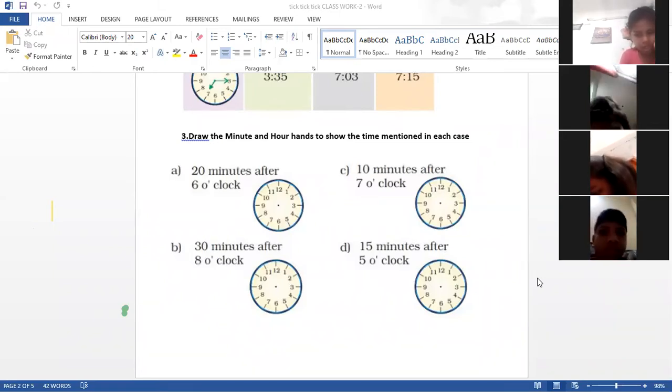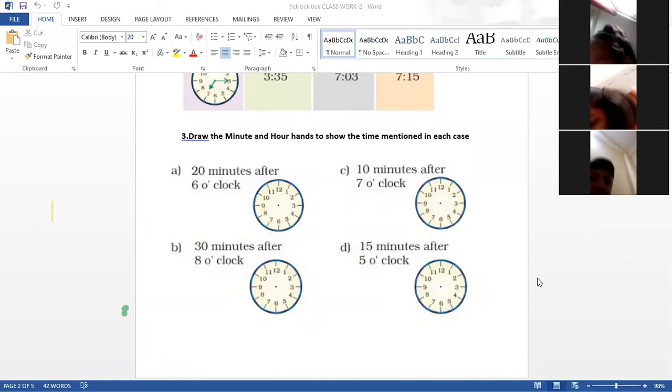A and B I have done. C and D, you please try. 10 minutes after 7, that is done here. This is C, not B. 7:10, sir. 30 minutes after 8 means 8:30. Okay, sir.